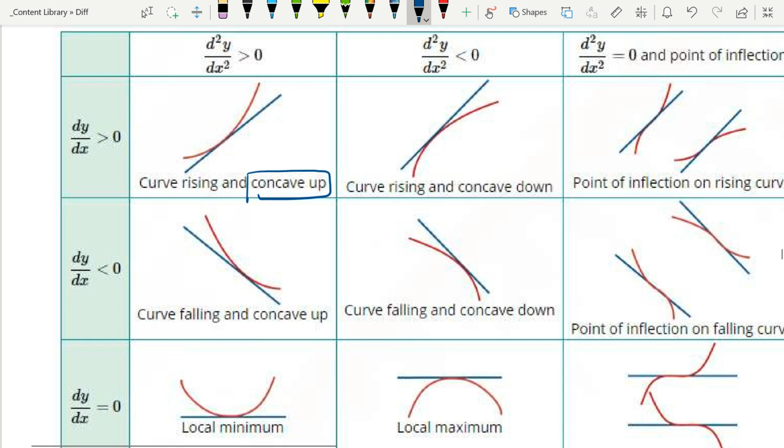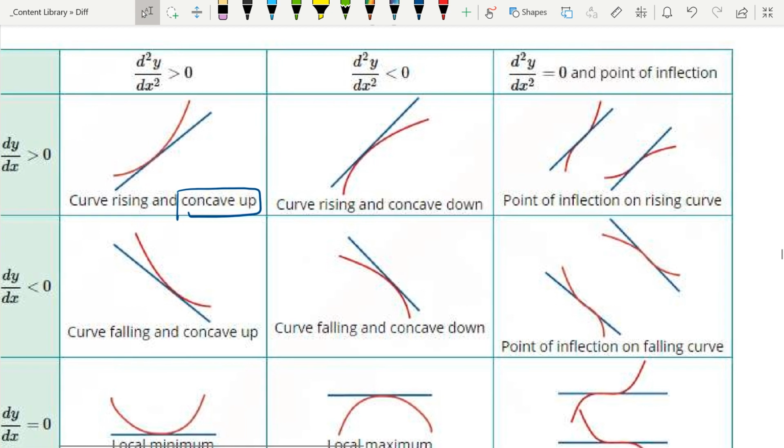So concave up means for this part of the graph, you sketch the tangent at any point of this graph and you will have the tangent below the graph. If you draw the tangent here, it's still below the graph. Concave down is second derivative less than 0. Second derivative less than 0 means concave down.